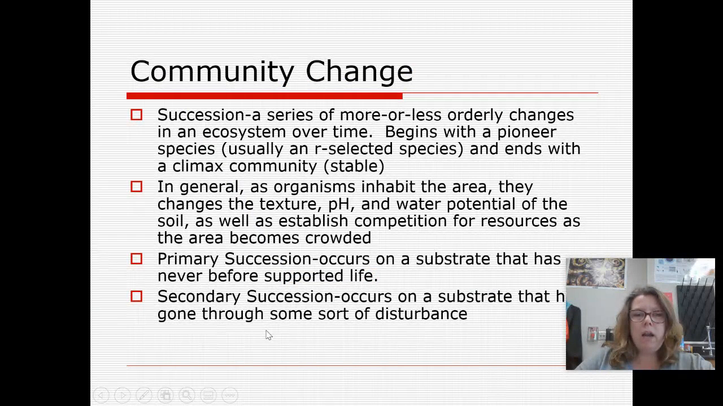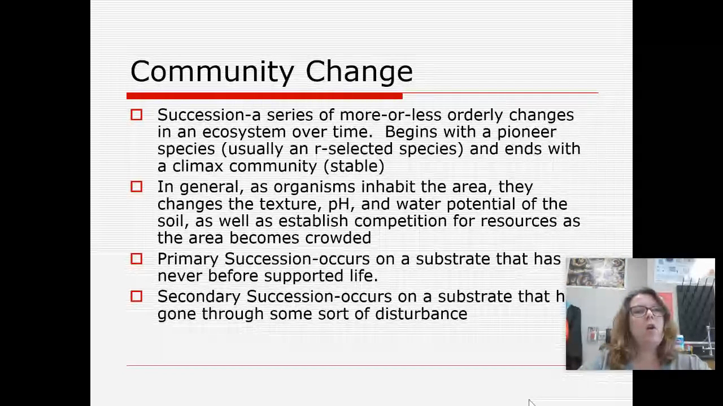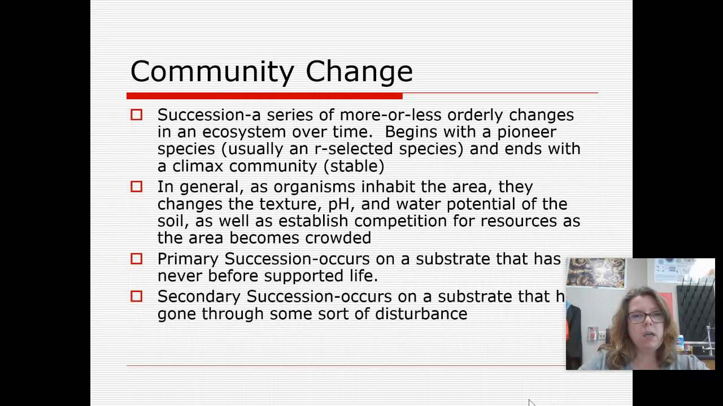All right, so let's talk now about changes to our communities. It's kind of controversial among scientists. Some of them say that changes are very orderly. Some of them say that they're not quite so orderly. They're a bit more chaotic. The idea that communities will change in an orderly fashion over time is called succession. Okay, and it always begins with a pioneer species, usually an R selected species, but it ends with a stable climax community that's usually some sort of K selected species.